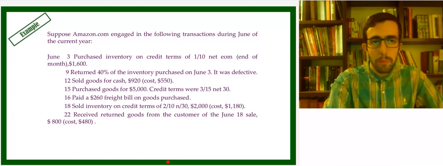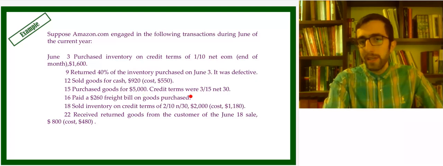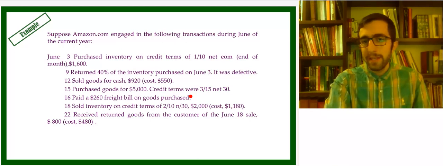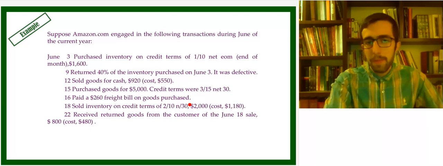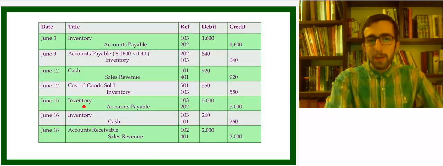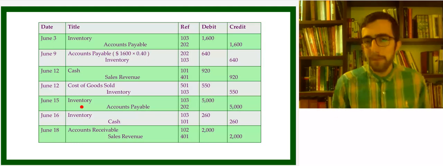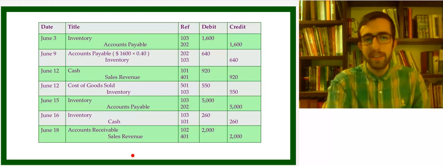The next transaction is that Amazon purchased goods for $5,000. Credit terms were net 30 days. If paid in 15 days, you can get a 3% discount. So for the transaction on June 15, we should make inventory on the debit side $5,000 and accounts payable $5,000 on the credit side.